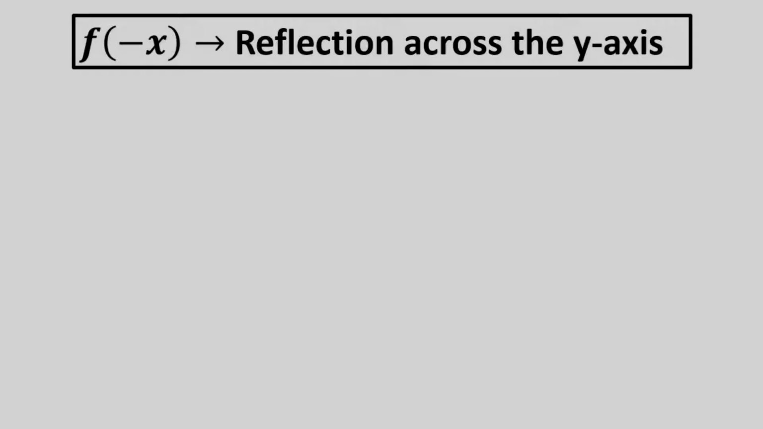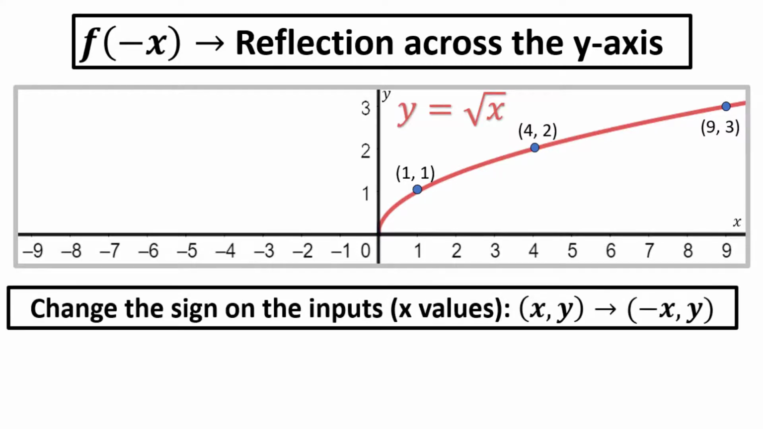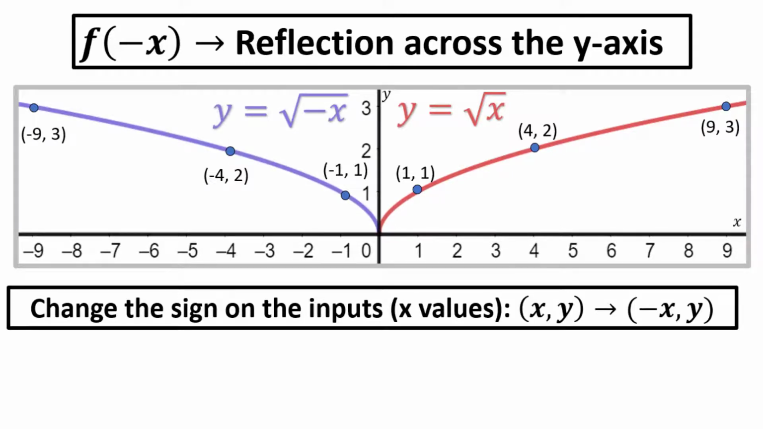We can also have a reflection across the y-axis, which is indicated by a negative sign inside the function. Here's the parent function for y equals the square root of x. Normally, we have the key points of 1, 1, 4, 2, and 9, 3 on the graph. But the negative sign on the inside of our function changes the sign on all of our inputs, or x values. So now we will have the key points -1, 1, -4, 2, and -9, 3. Connecting the dots, we have a reflection across the y-axis, represented by y is equal to the square root of -x.